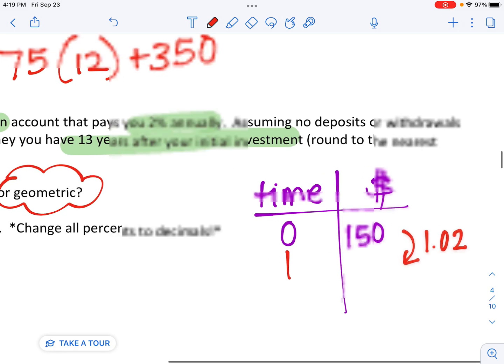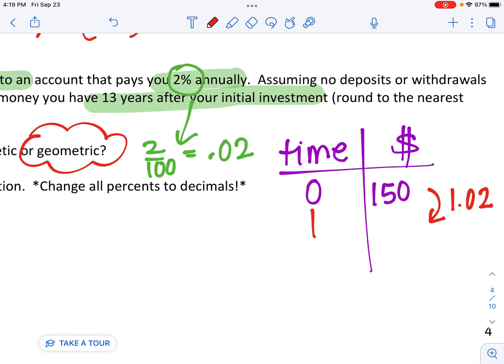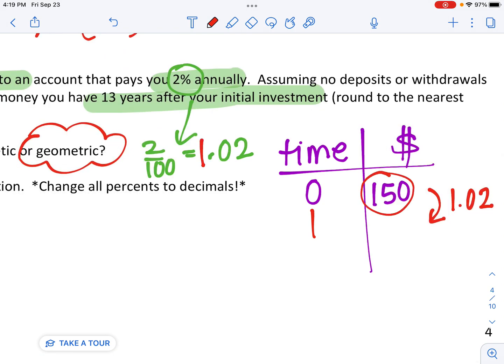And the process behind that is we're going to take 2% and change that to a decimal. So you divide by 100 or move the decimal place over twice. And then since it's increasing, we're going to put a 1 in front of it, which takes 100% of the year before and adds 2% to it. So if I multiply that out, 150 times 1.02, that's $153 we would have. And then you would take 153 and multiply it by 1.02, and you would get the amount after 2 years and so on. So we're multiplying by this ratio of 1.02 every year.